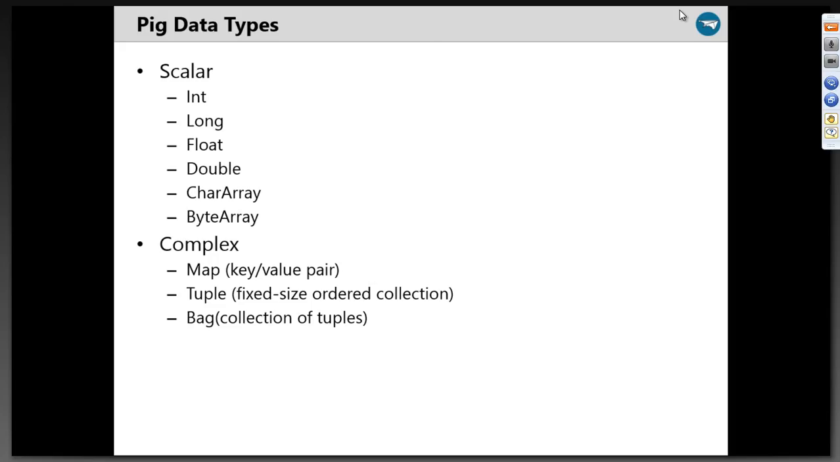So here are our data types. We have these very simple scalar data types: ints and longs and doubles and chararrays. And then we have complex data types. A key-value pair is called a map, a tuple is a fixed-size ordered collection, and a bag is a collection of tuples.